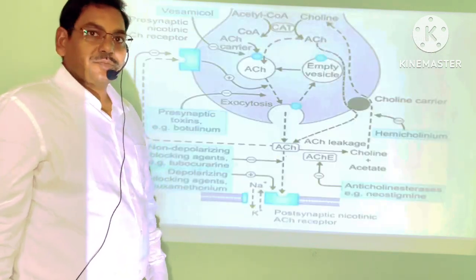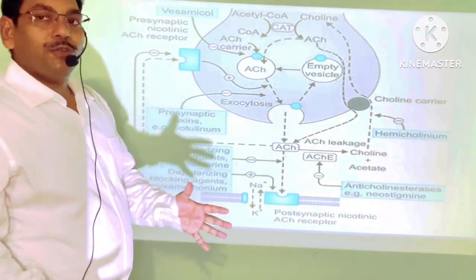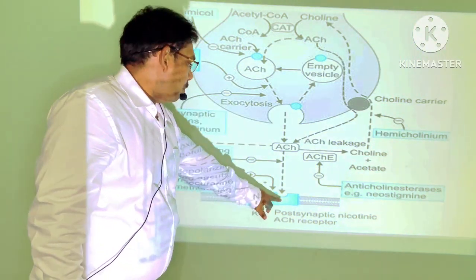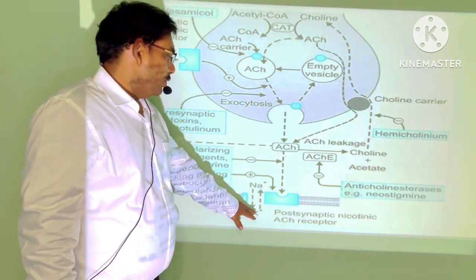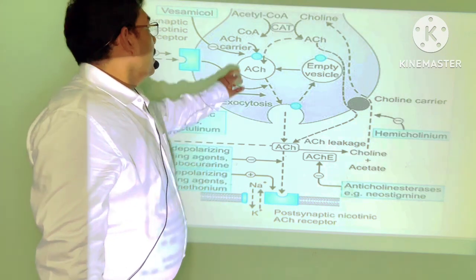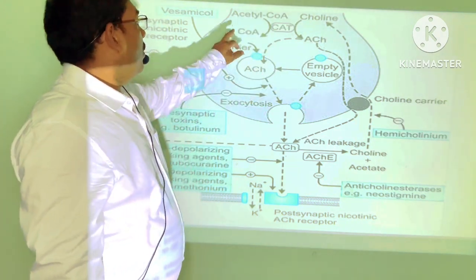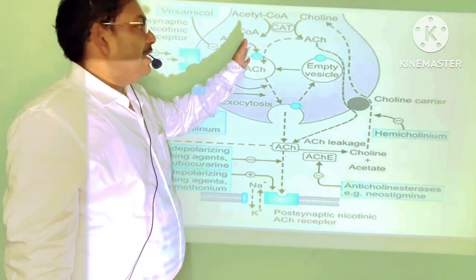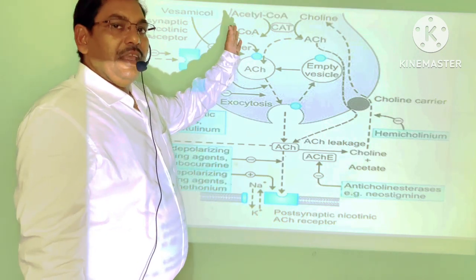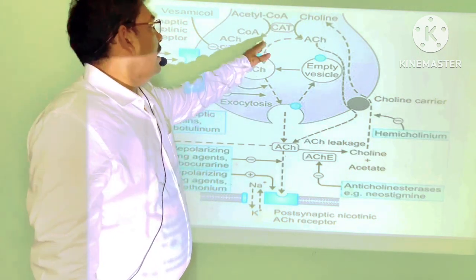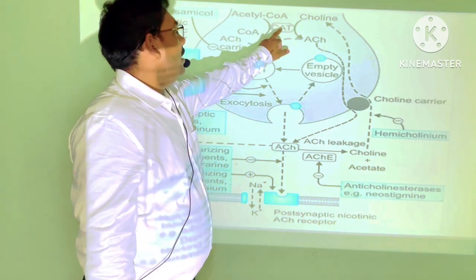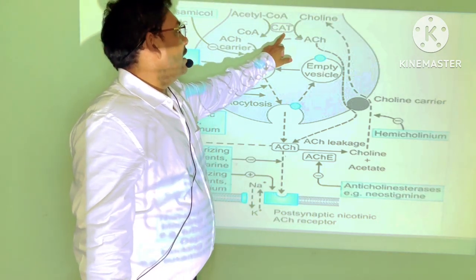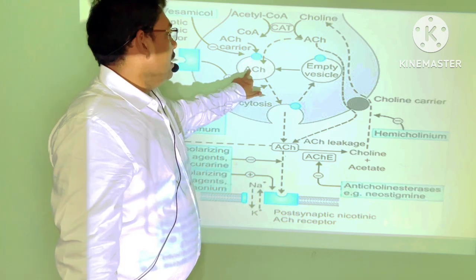Next, this is the diagram of how acetylcholine is synthesized. This is the presynaptic cleft and this is the postsynaptic, which has the nicotinic or muscarinic receptor. Okay. Acetyl coenzyme A is synthesized from ATP, acetate and coenzyme A. After acetyl coenzyme A binds to choline in the presence of choline acetyltransferase, it is converted to acetylcholine.